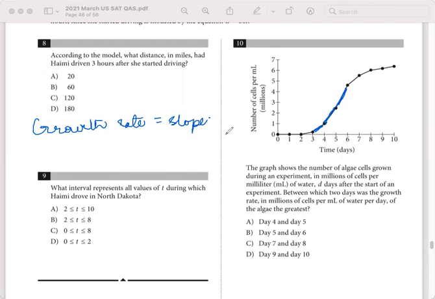For example, between day 4 and 5, the growth went from about 1 to about, let's say, 2.5, right? But between 5 and 6, it went from about 2.5 to about 4.5. So it was like an increase of 2, right? Which I don't think happens anywhere else. So the steepest or the highest slope corresponds to the highest growth rate, and that happens between day 5 and day 6. Okay.